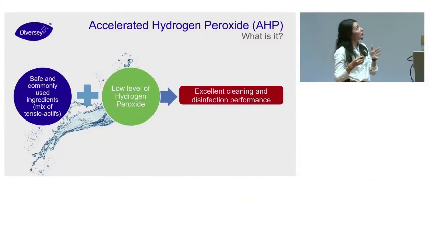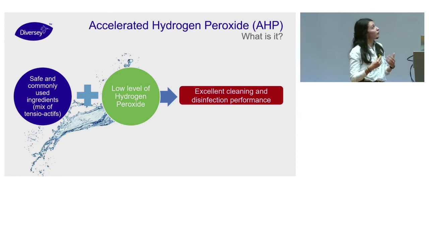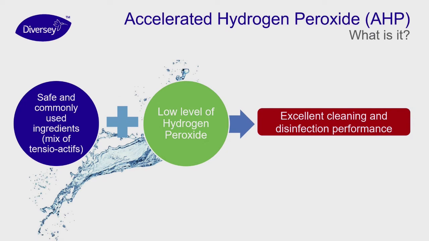So very quickly, HP, so accelerated hydrogen peroxide. It's a safe and commonly used ingredient. It's a mix of tensioactive that is combined with a low level of hydrogen peroxide, and this really gives an excellent cleaning and disinfection performance.